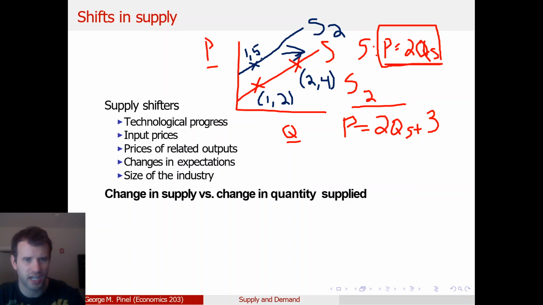And then lastly, size of the industry. The more producers, the higher the quantity supplied. Easy peasy. All right. So let's move on to the definition of equilibrium. I'll do that in another video.